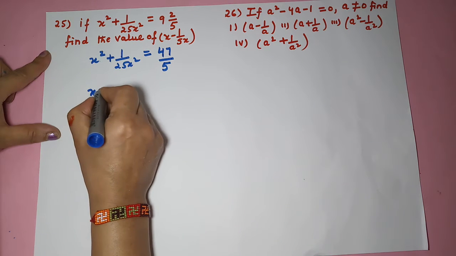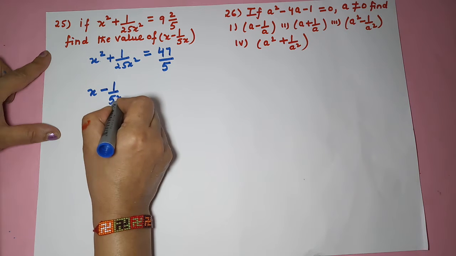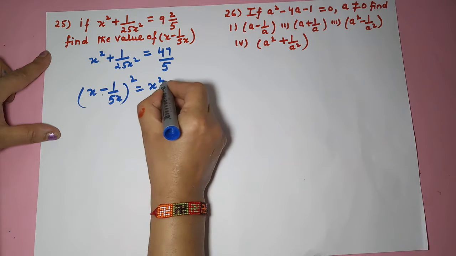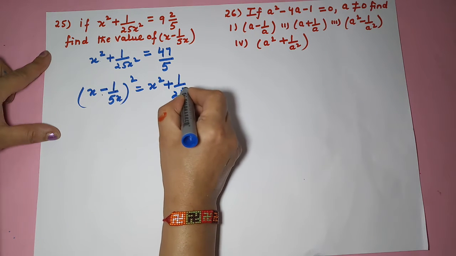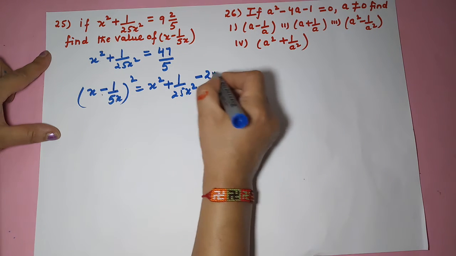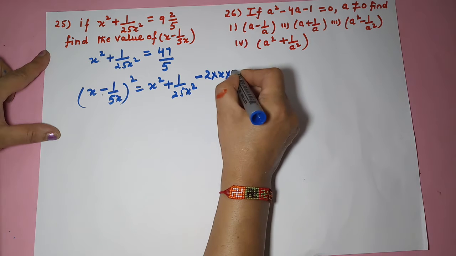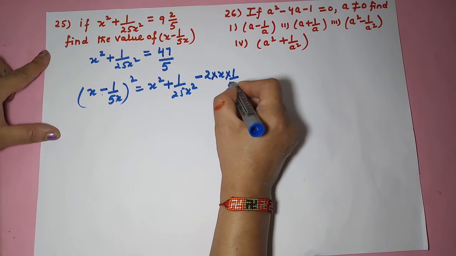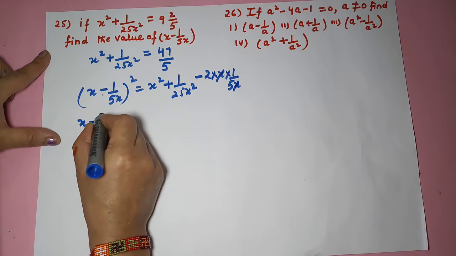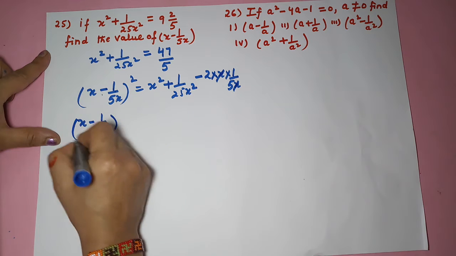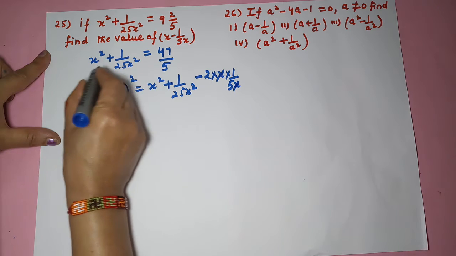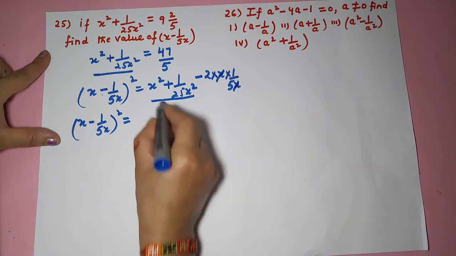So, we know now what to do with this. We will write the square identity of this. So, that will give us a square, that is x square, plus b square, that is 1 by 25 x square, minus 2, since these two are not same, so we will write 2ab. So, x into 1 by 5x, right? So, x and x will go. So, we are left with x minus 1 by 5x whole square is equal to this value we have got as 47 by 5, right? Value of this is 47 by 5.